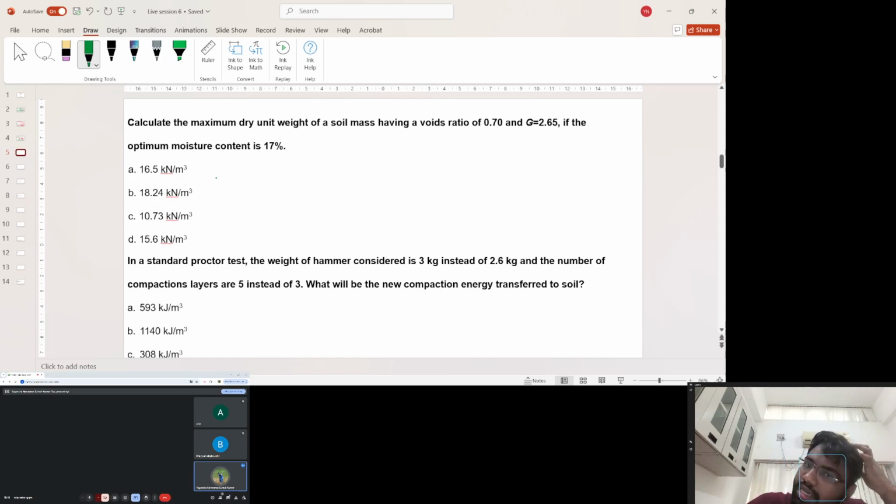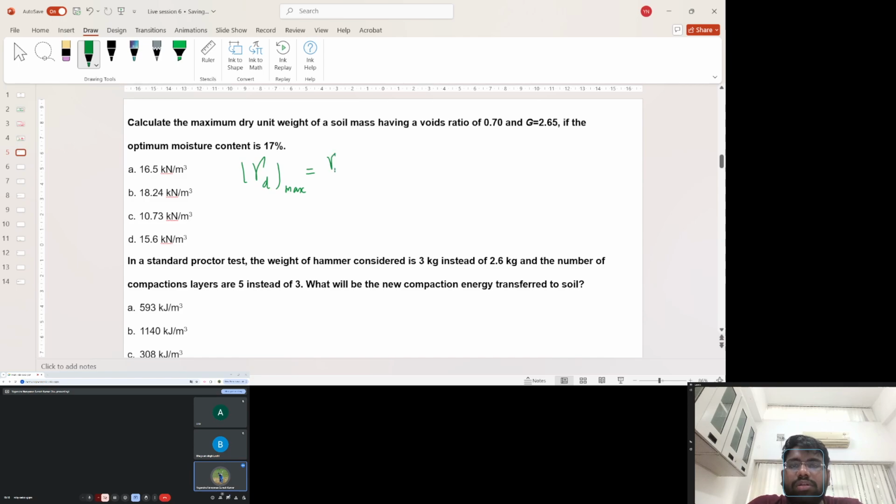Now, coming to this question: calculate the maximum dry unit weight of a soil mass having a voids ratio of 0.7 and G is 2.65. The optimum moisture content is 17%. So it is a fairly simple problem. Gamma dry max, this will be according to the zero air voids line. Let us consider this at the zero air voids line to start with.